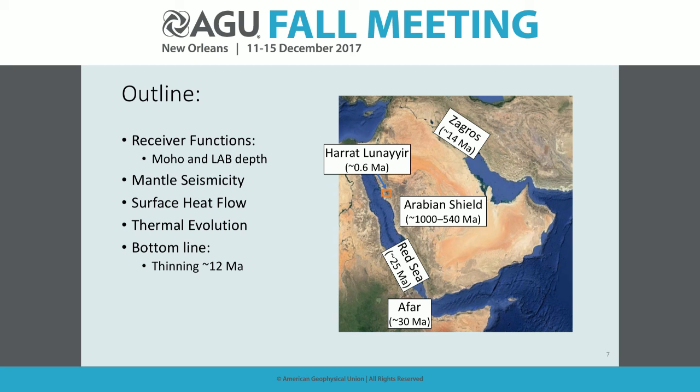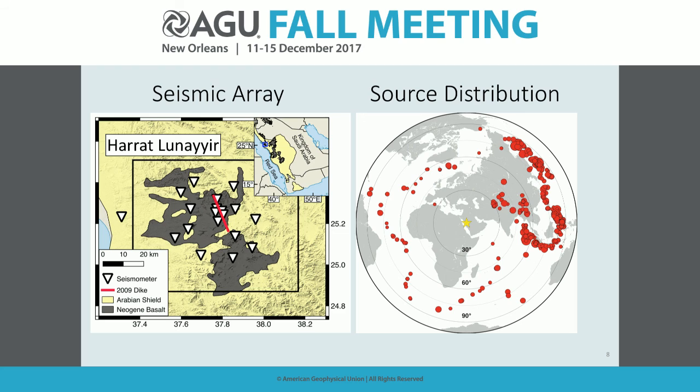And this is where we're going to actually go ahead and take a look, right along the passive margin here. On the left, I just have a blown up view of Harrat Lunayyir with our local seismic array. And right here is the dike that intruded within the crust in the year 2009. It came within about 1 to 2 kilometers of the surface. It did not erupt. There were about 30,000 earthquakes associated with it, and there's a whole lot of literature on that already.